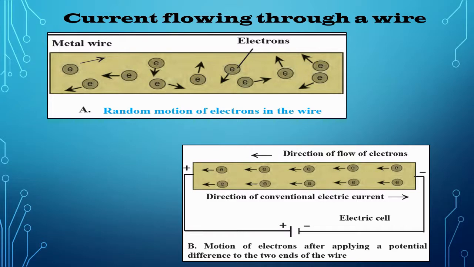Even though electrons move from the negative end to the positive end, conventionally the direction of the current flow is taken to be opposite to the direction of flow of electrons. That is, from the positive end to the negative end of a cell.